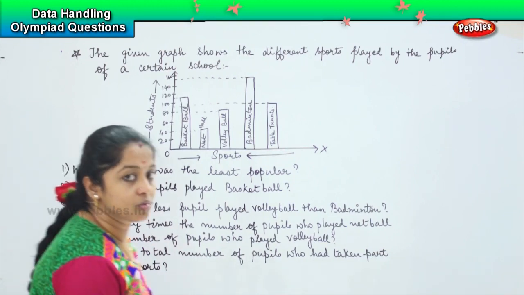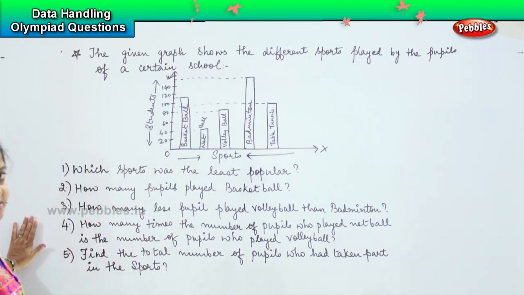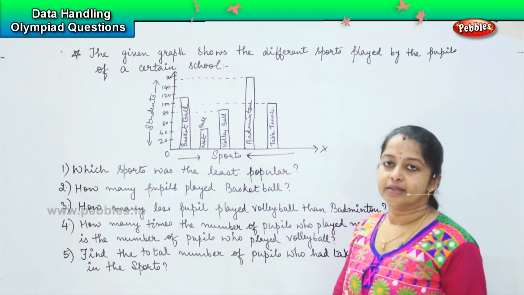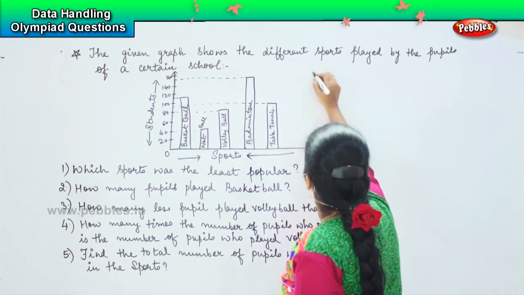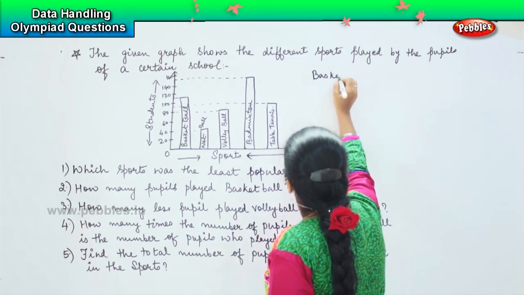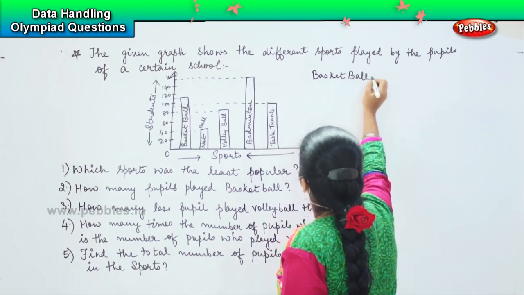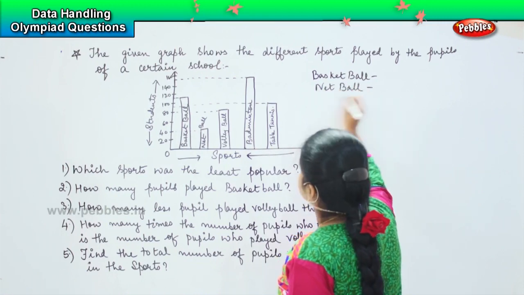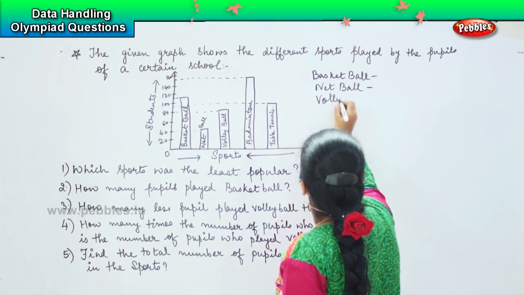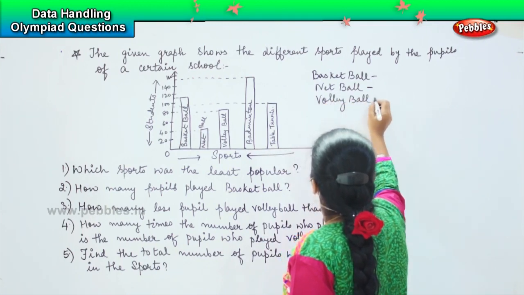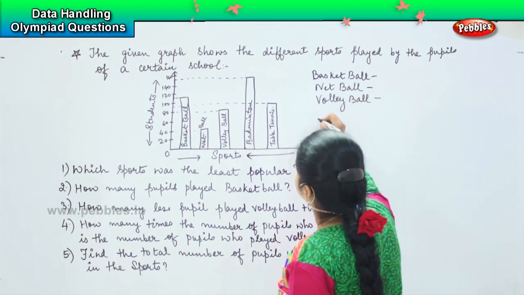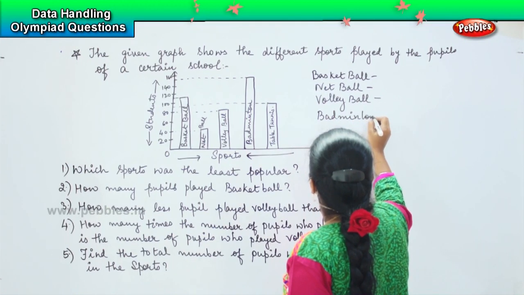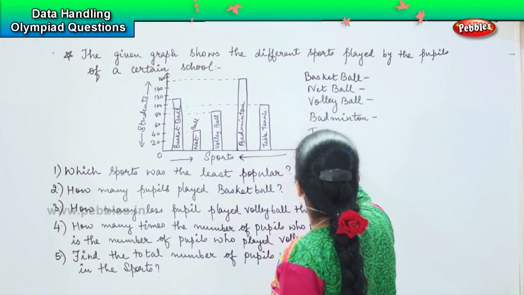Okay. So now we have got the questions, we have got the bar diagram. So as I said earlier, the first thing is to simplify the bar diagram. So what is given here? The games are given. So let us write it down. Basketball, then I have netball, next I have volleyball, next I have badminton, and next I have table tennis.